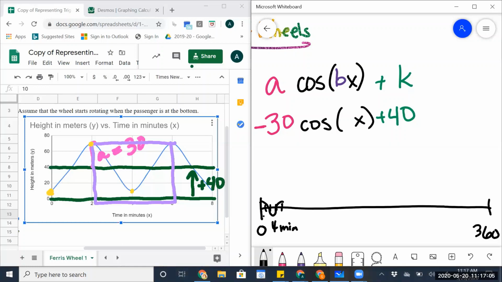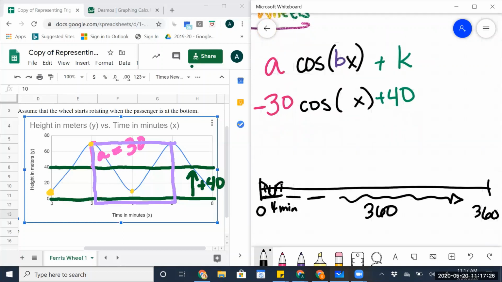So if each one takes 4 minutes, and I have 360 all the way over here, how many times does 4 minutes fit into 360? Hopefully your brain's thinking division. How many times does 4 fit into 360? 90.